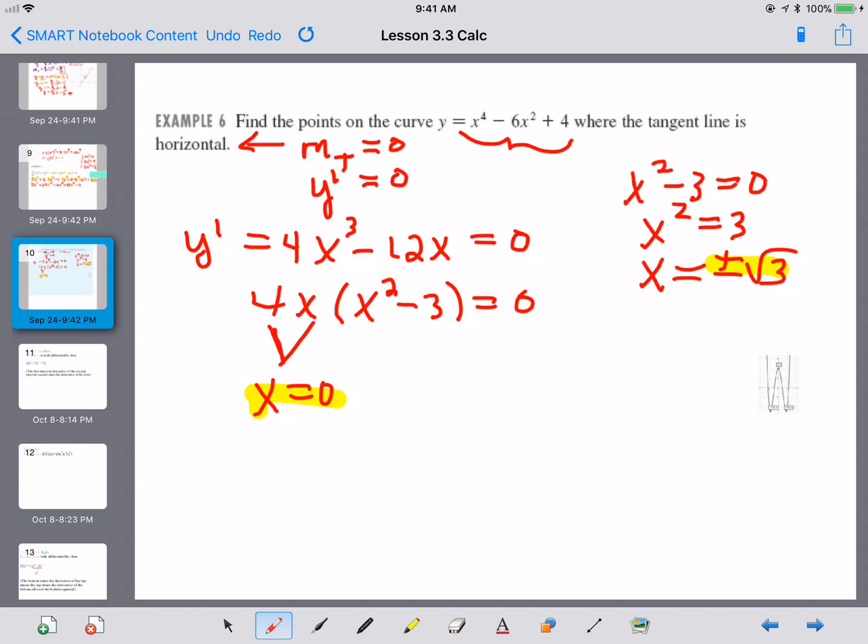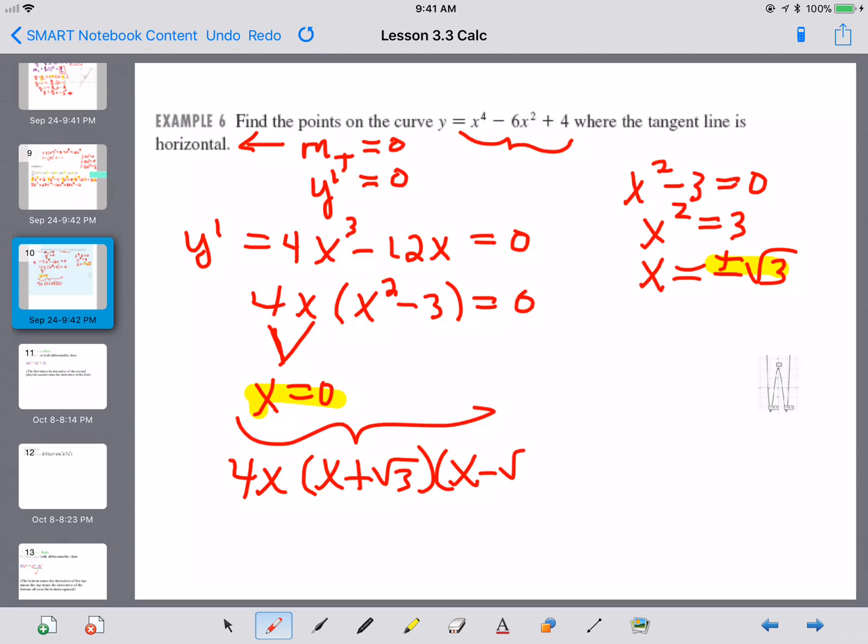Another way you could have solved this right here is you can do x plus the square root of 3, x minus the square root of 3. That will still result in 3 answers: 0, negative radical 3, positive radical 3.